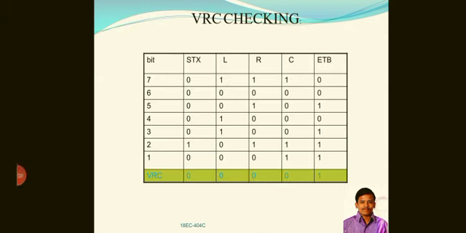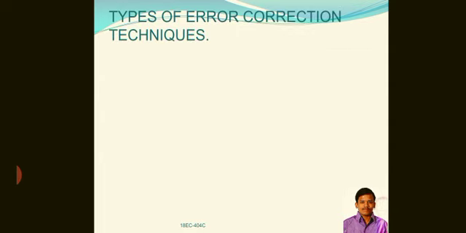So this is about the simple methods of VRC and LRC method example. Now we will go for error correction methods. Up to now we have seen error detection methods. These methods will tell whether error has occurred or not. Now, I told error correction means after finding the error present in the data, we are correcting the data. Those methods are called error correction methods.